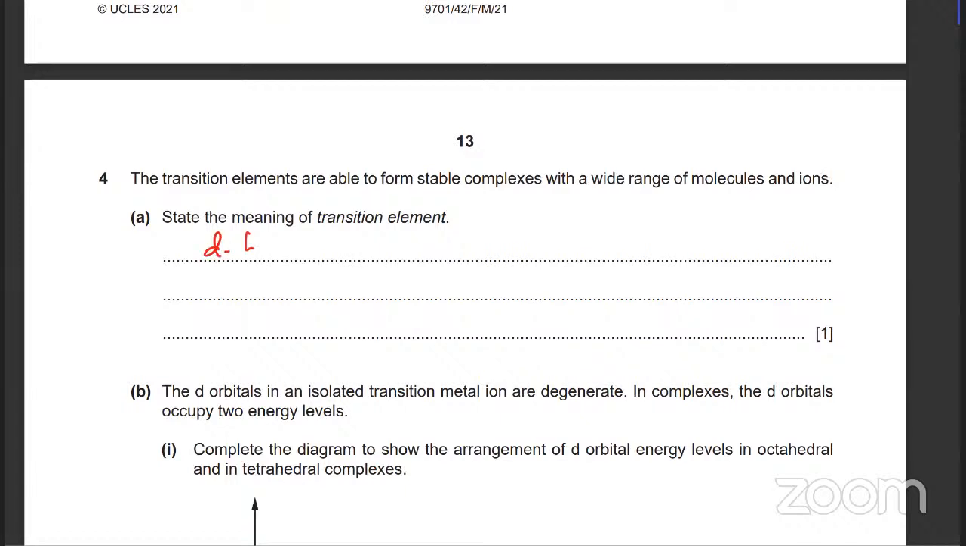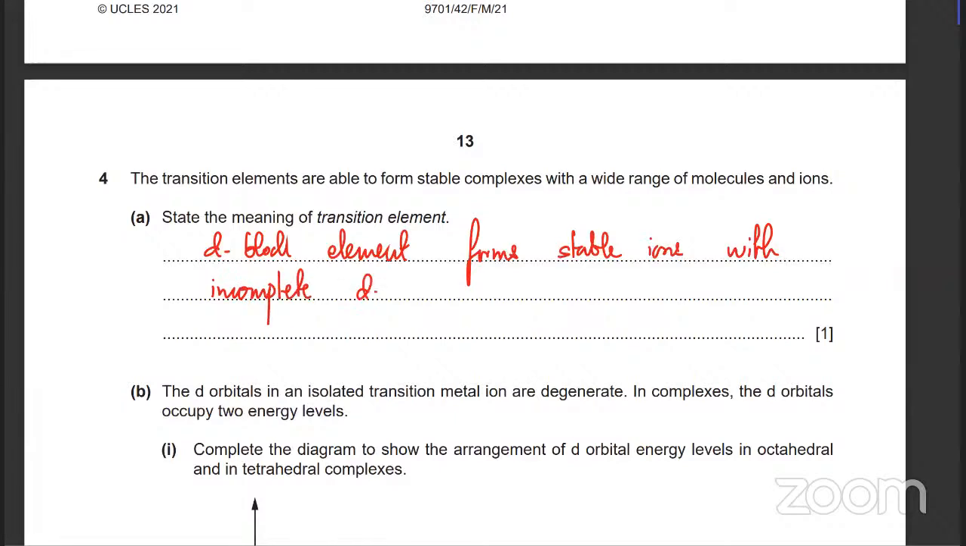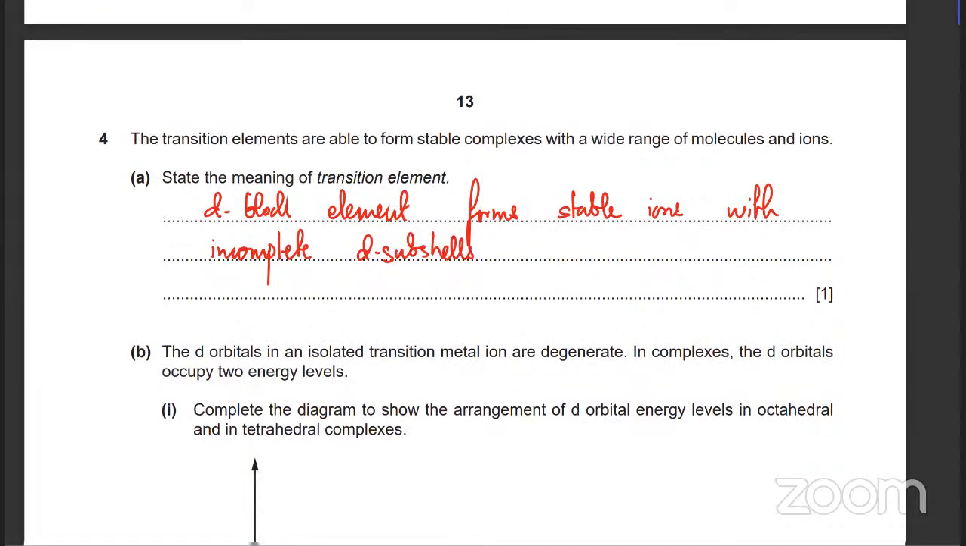So D block element and forms stable ions with incomplete D subshells. Okay, that's what a transition metal is.